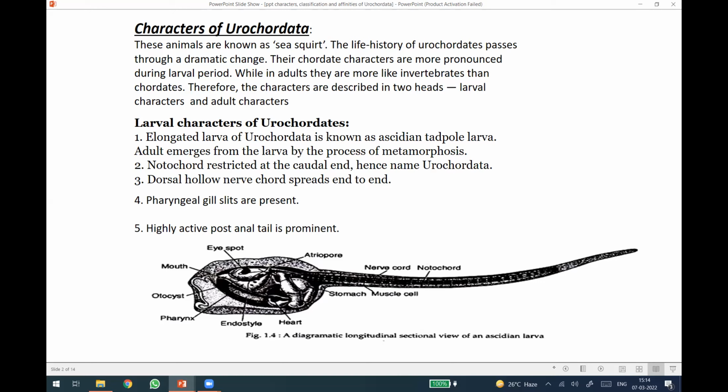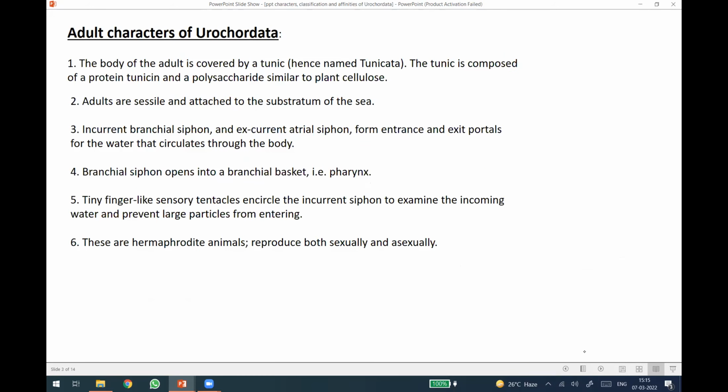Therefore, the characters we are discussing under two headings, larval characters first. So this is the elongated larva of Ascidian. Notochord is restricted to the caudal end. This notochord is present only in the tail region, while the nerve cord extends end to end. The dorsal hollow nerve cord extends end to end. The pharyngeal gill slits are present, and a highly active post-anal tail is always visible.